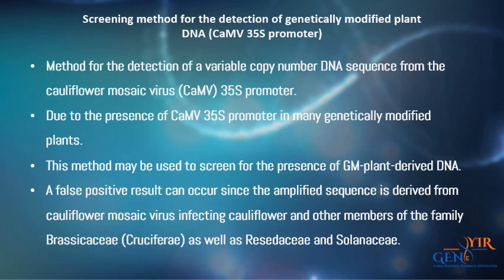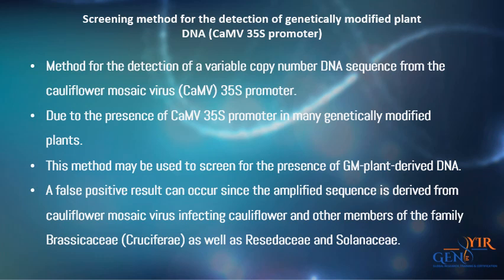Screening method for the detection of genetically modified plant DNA, CaMV 35S promoter. This is a method for the detection of a variable copy number DNA sequence from the cauliflower mosaic virus, CaMV 35S promoter. Due to the presence of CaMV 35S promoter in many genetically modified plants, this method may be used to screen for the presence of GM plant-derived DNA.